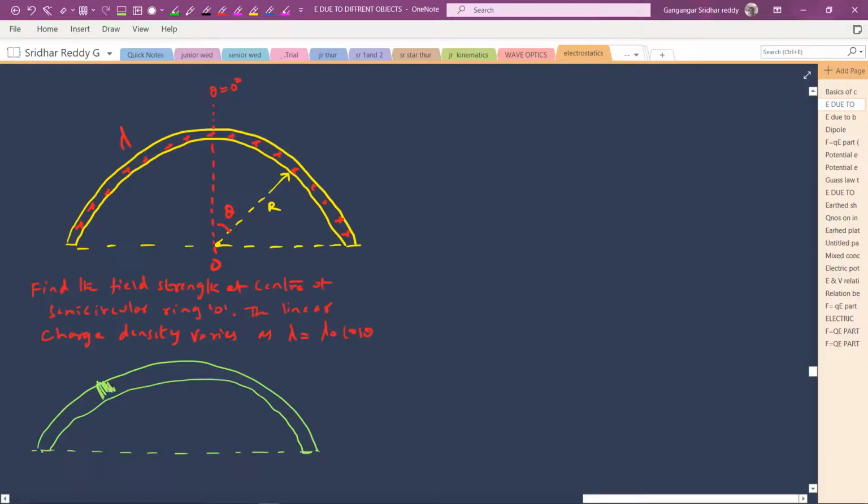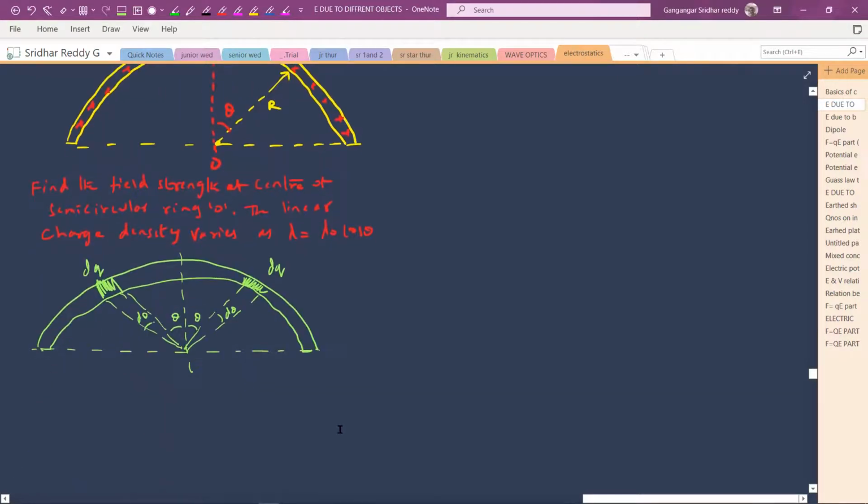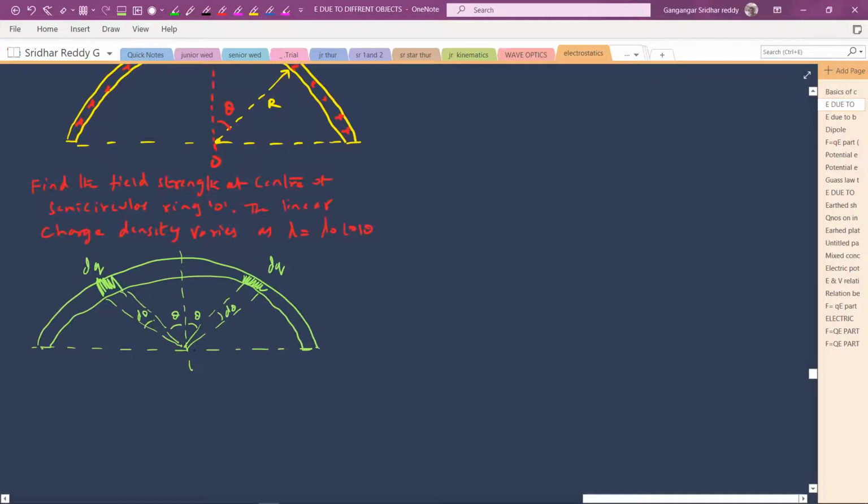Let me assume two symmetrical elements, at angle theta, each of width d theta. This is dq. Let this be dq. Now, what will be the field strength due to these two small elements that we assumed? It should be equal to dE dash.